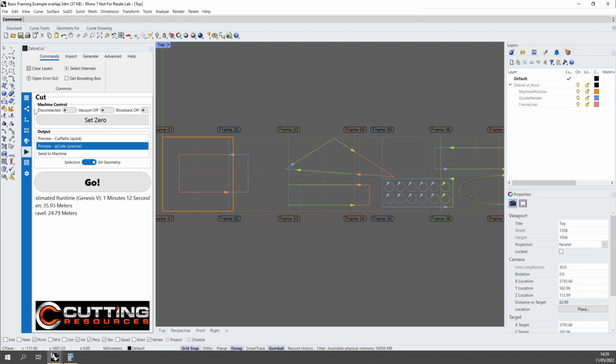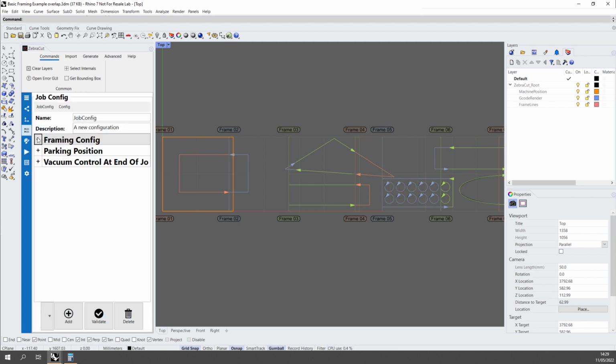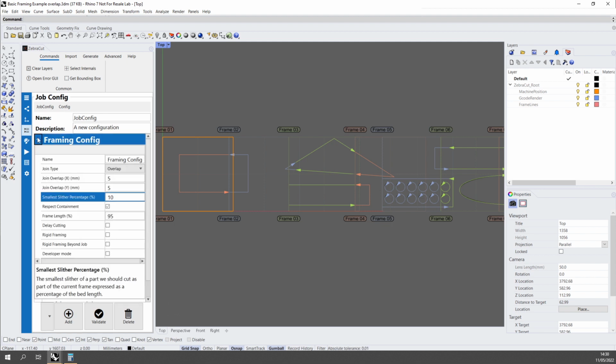Now let us have a look in the framing options to see whether we can address this. Framing options are found by going to the job configuration and opening up the frame config. The option we're going to explore today is called the smallest slither percentage, which is a good tongue twister. Now what this relates to is the smallest percentage of a part which we would consider cutting on a frame.